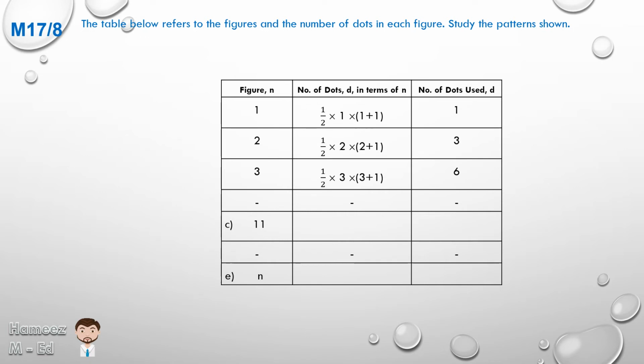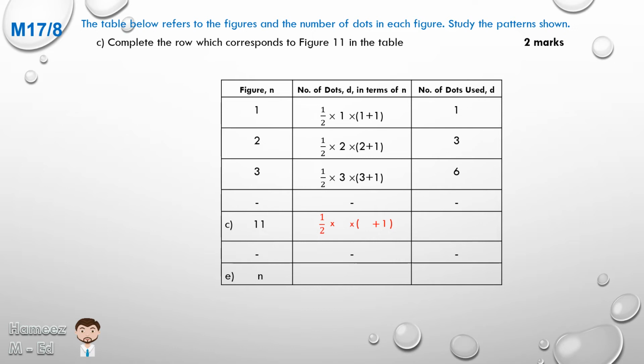Part C says, complete the row which corresponds to figure 11 in the table. So if we're completing part C, that means we have to include a half, and the multiplication is constant in figures 1, 2, and 3, so we bring down the multiplication as well. And what else is constant? The brackets. So we'll bring down the brackets as well. And there's an addition of 1 for figures 1, 2, and 3. So we'll do the same, bringing down add 1.